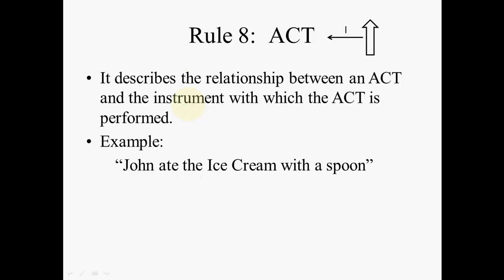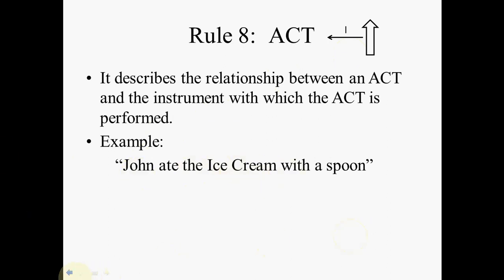Rule number 8. Now this rule is basically used when you are going to describe the instrument of action. It describes the relationship between an act and the instrument with which the act is performed. For example, John ate the ice cream with a spoon.